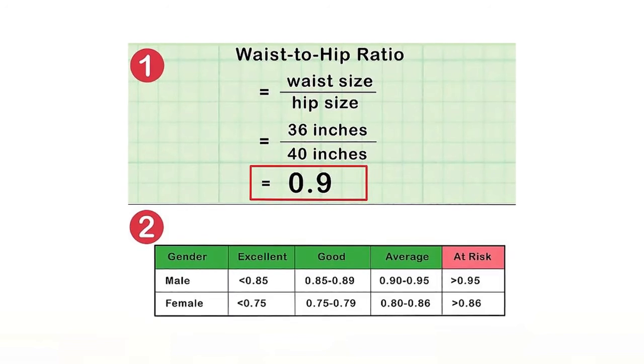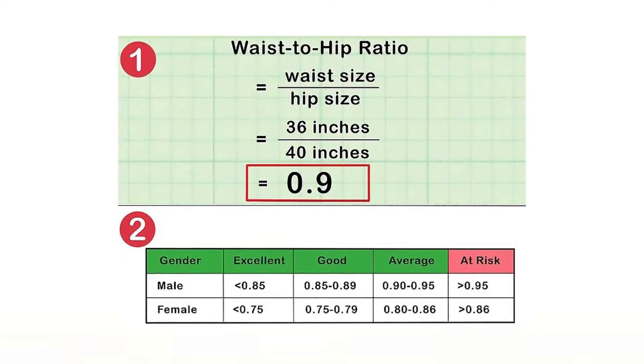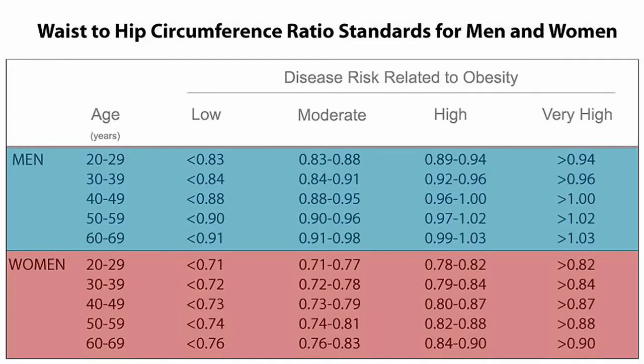So ratios above 0.95 for young men and 0.86 for young women place the individual at very high risk of diseases. For the age group between 60 to 69 years, if the waist to hip ratio for men is above 1.03 and for women is above 0.90, it means that they are at very high risk too.